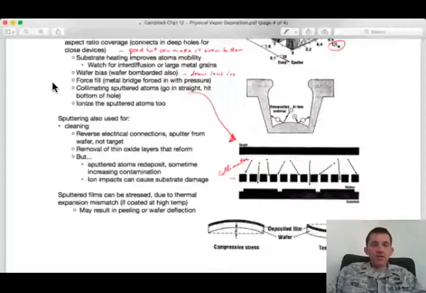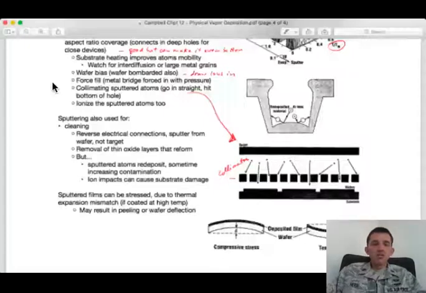What else? Okay, you still have a line of sight process. So you have atoms coming off with more energy that can move around more, but they're still traveling in line of sight. And so moving the wafers around helps with uniformity, similar to the way it was done in evaporation.